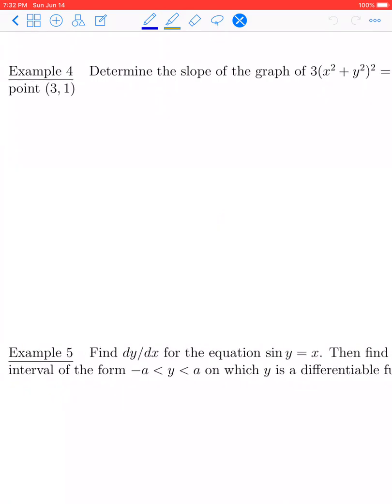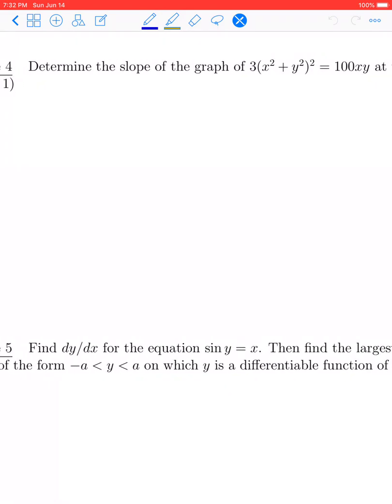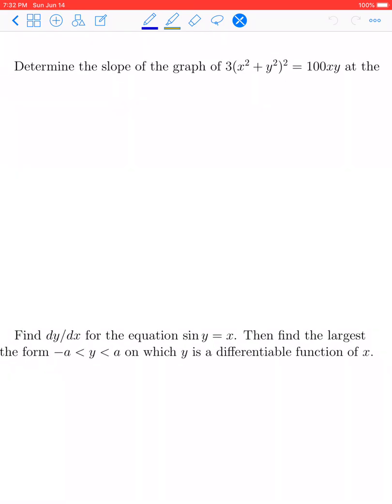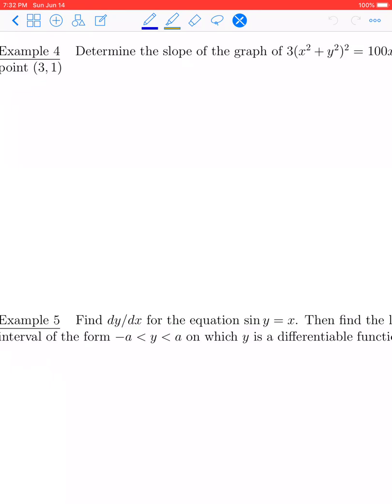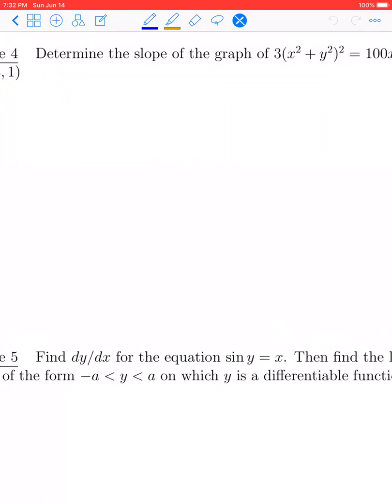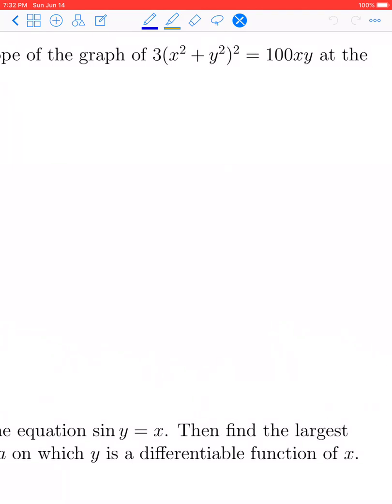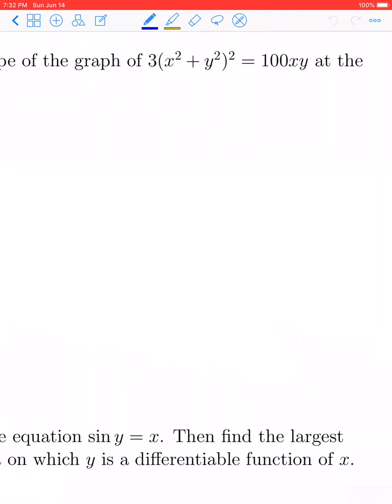Let's take a look at example 4. We're asked to determine the slope of the graph of 3 times the quantity x squared plus y squared, squared, equals 100xy at the point 3 comma 1. Let's go ahead and do that. So first thing we need to do is start off by finding the derivative. Again, it's another implicitly defined function. Let's do the derivative with respect to x on both sides.